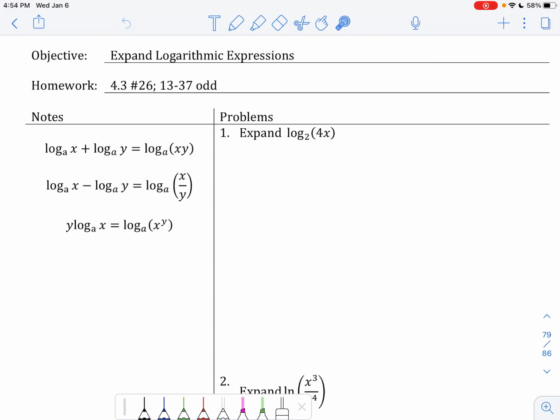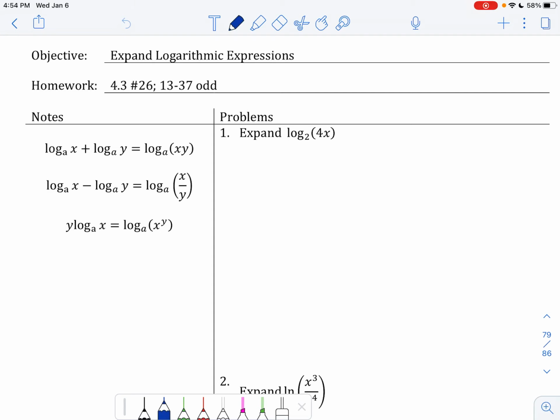Now here we have our 3 major log simplification rules. Log base a of x plus log a of y is equal to log a of x times y. When it's a subtraction problem, they simplify into division. And when it's a constant, like a coefficient outside of a log, you can bring it up as an exponent here. So expand means that we're going to go from here into the expansion versus simplify, where we went from the expanded version into a single log.